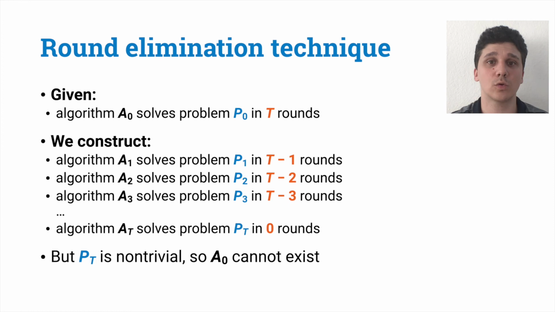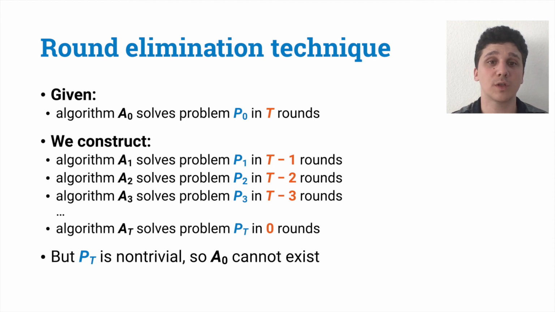Let's say that we want to prove a lower bound for some problem P0. A requirement of this technique is that P0 must be a locally checkable problem, meaning that we can describe P0 by just stating its local constraints. We start from P0 and we try to define a family of problems, P1, P2, P3 and so on, such that for any i, Pi plus 1 is at least one round easier than Pi.